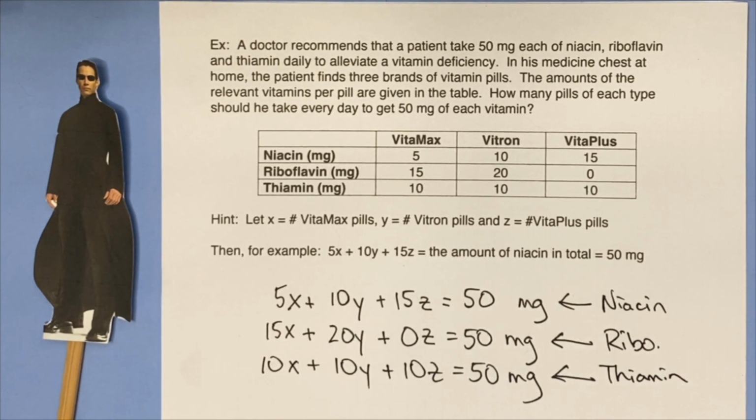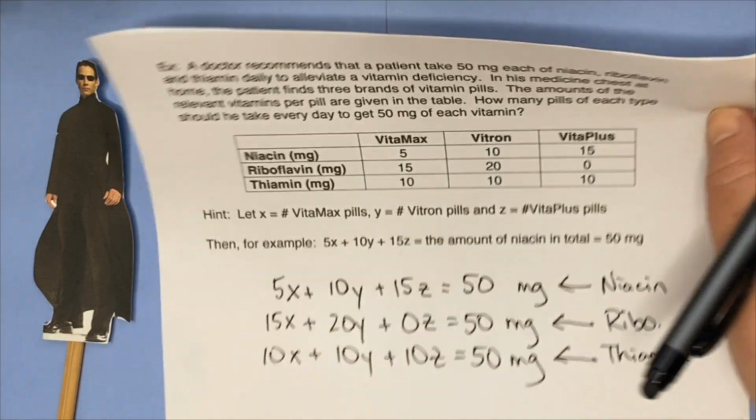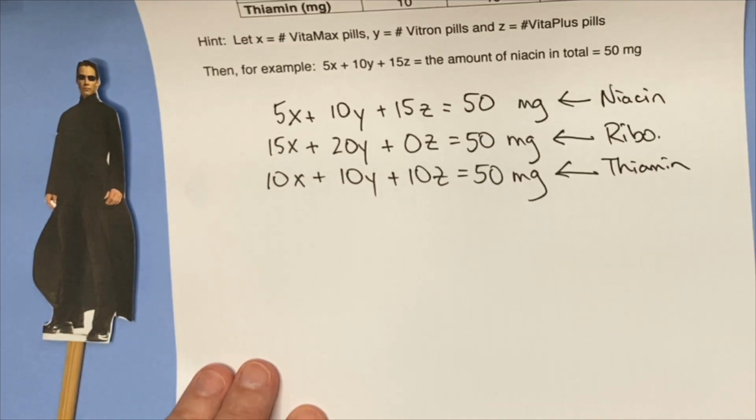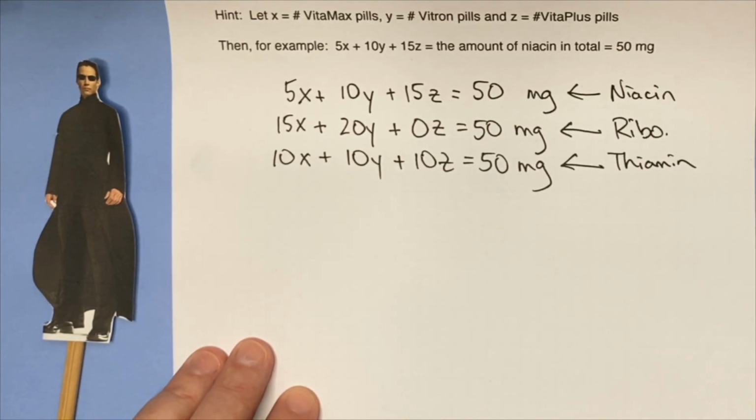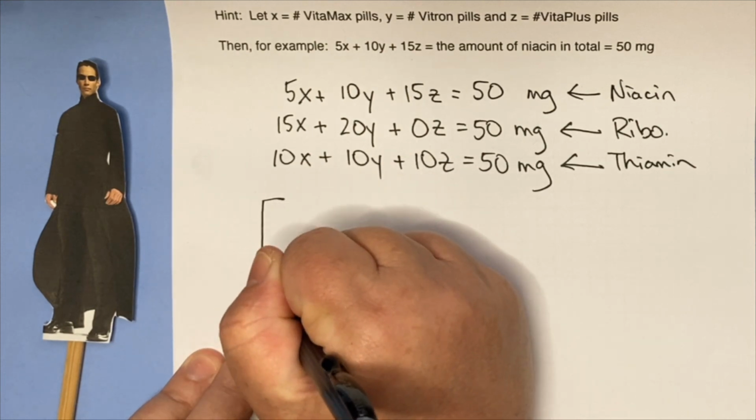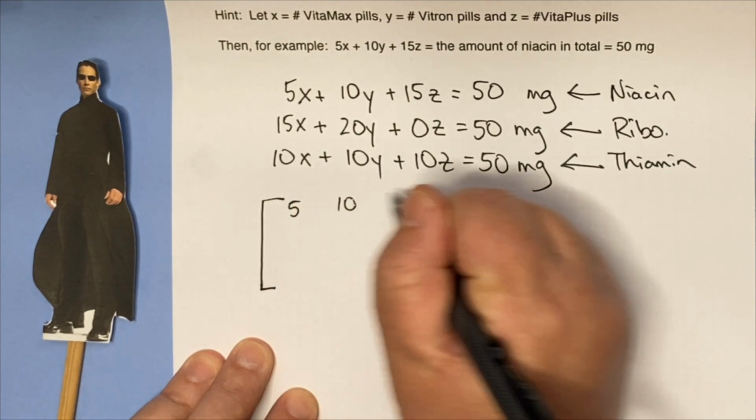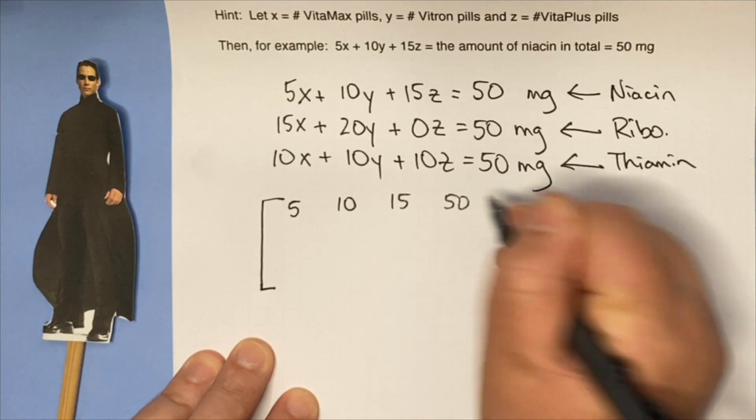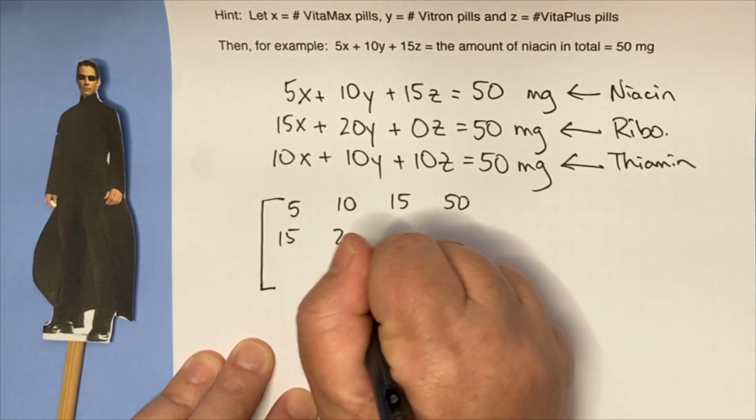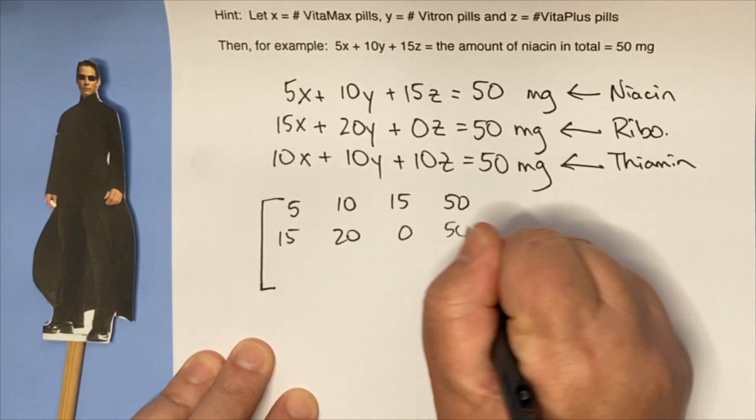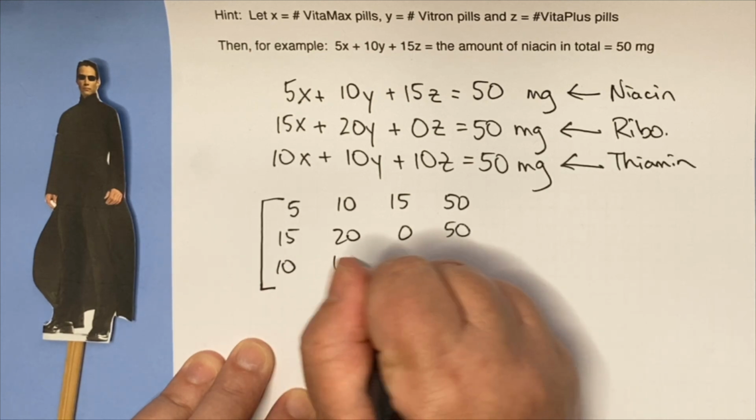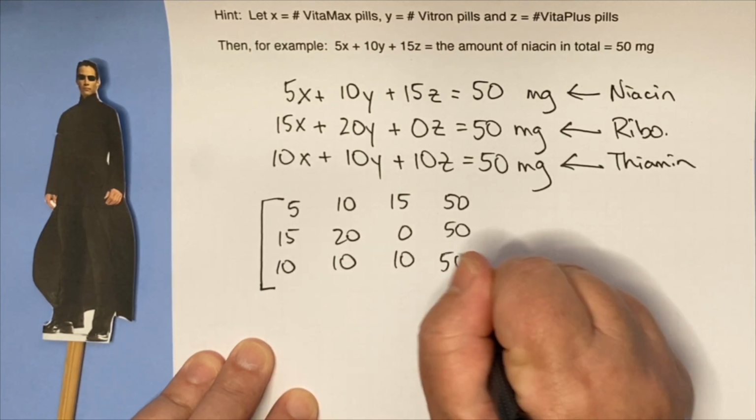And so the goal would be to use these 3 equations and then set up a matrix. So let's go ahead and do that. And once we set up the matrix, I'm going to show you a cool trick. I'm going to set up my augmented matrix: 5, 10, 15, 50, 15, 20, 0, 50, 10, 10, 10, 50.